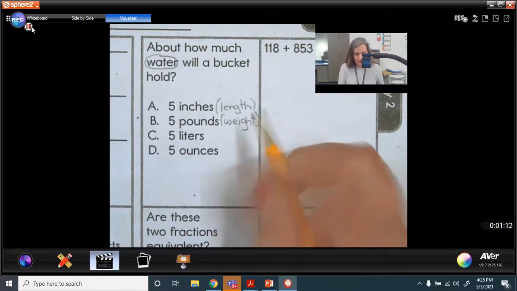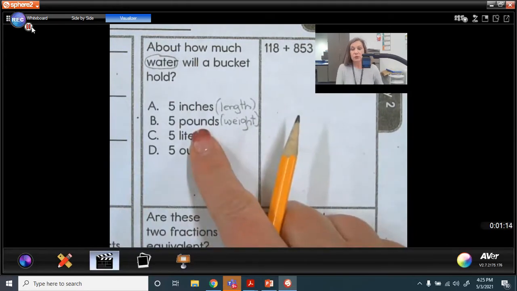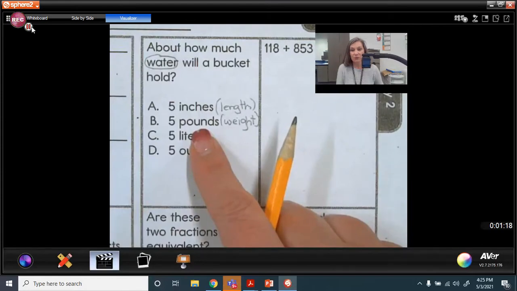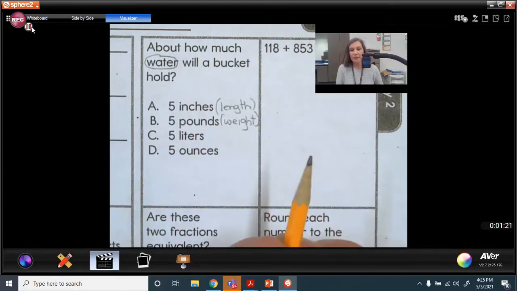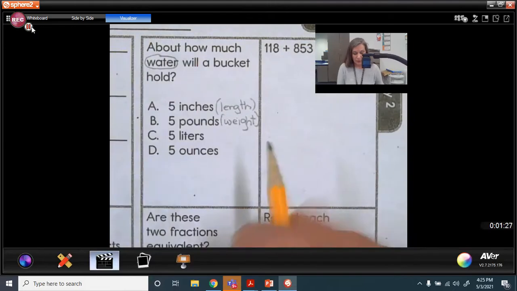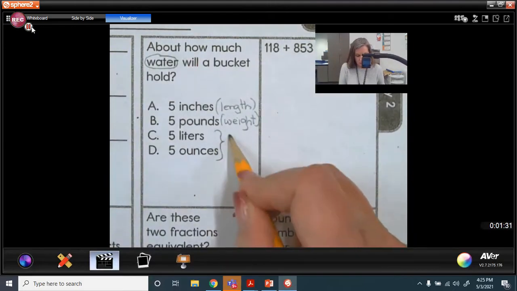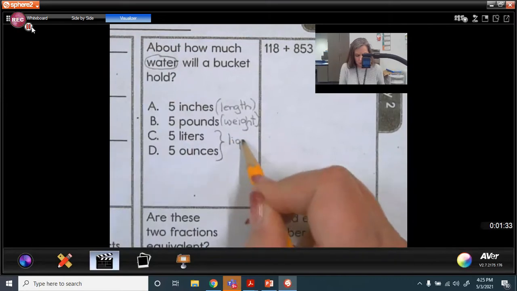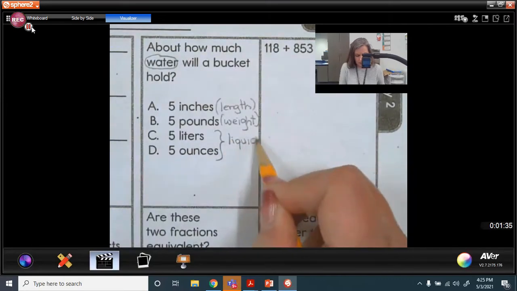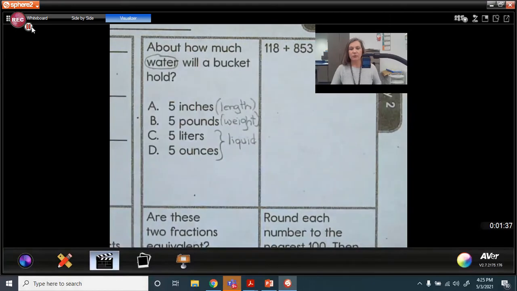So weight, we usually measure using pounds. Now, if the water was in, let's say, ice form, we might be able to measure the water as pounds. So that leaves us with two other options here. Now, liters and ounces both can measure liquids. So I'm going to show you what the difference between liters is compared to ounces.